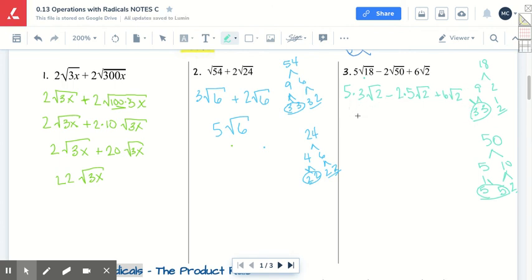All right, so now I need to simplify a little bit. I've got these numbers that are in front of the radicals that need to be multiplied together. That would be 15 square root 2. 2 times 5 is 10 square root 2. And then 6 square root 2.